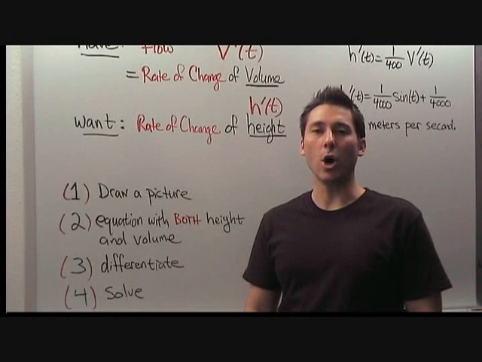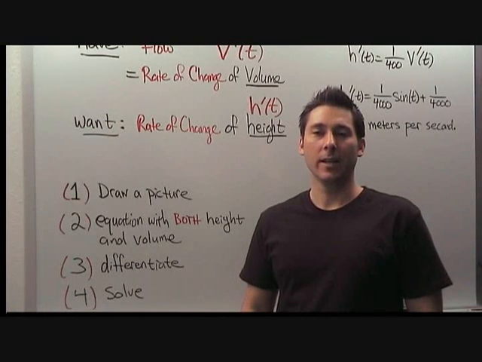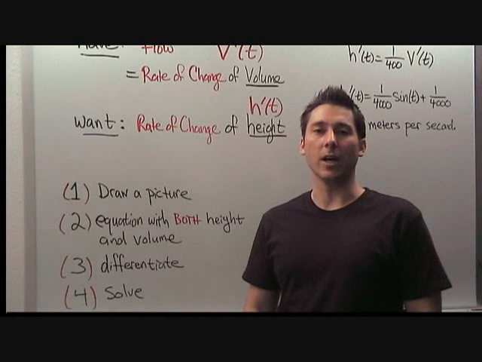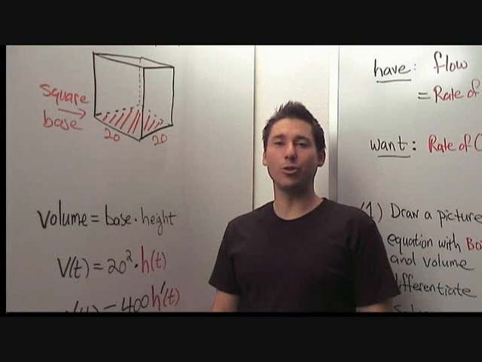Even though we now know what we have and what we want, this problem can still be a little bit intimidating. It's best to get a game plan of simple steps. First, draw a picture. Second, write an equation that involves both the height and the volume. Third, differentiate that equation. Fourth, solve for h prime of t. Now let's go draw a picture.